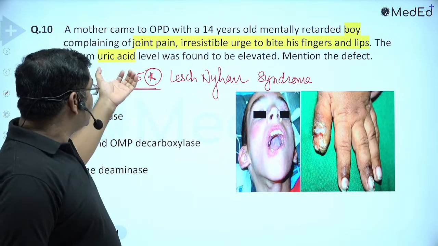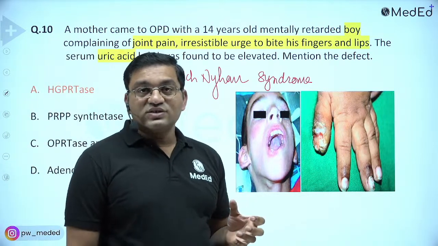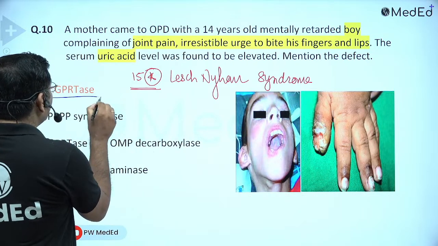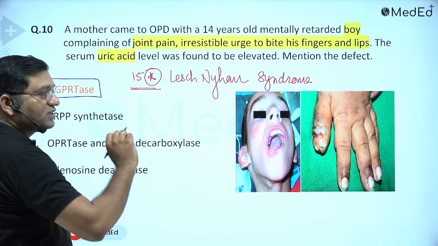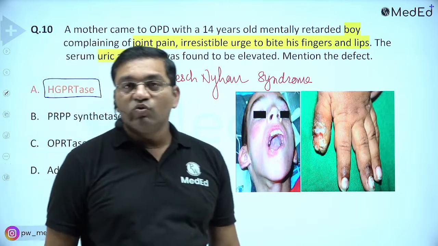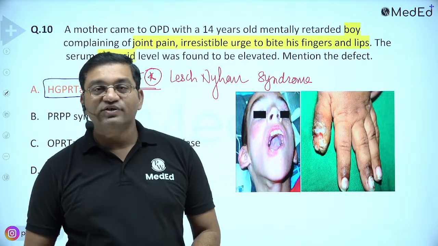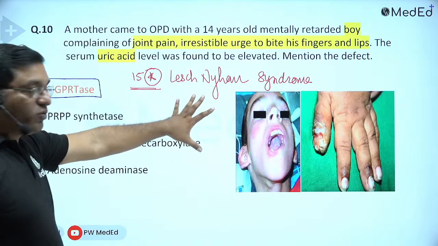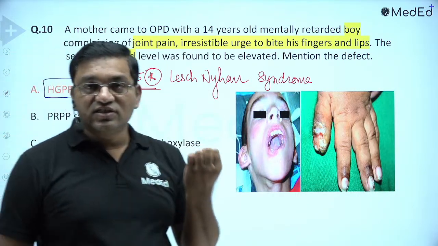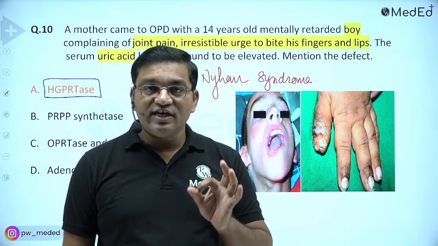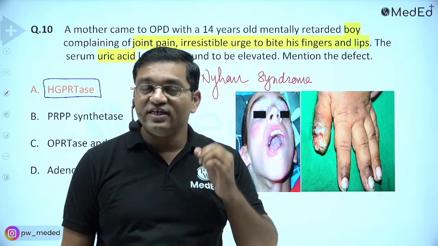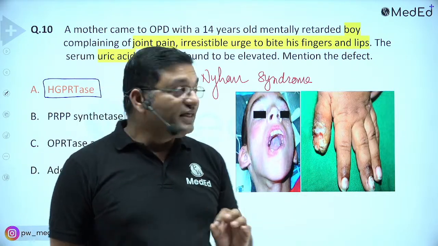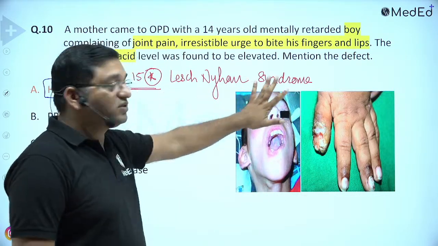Okay, and there is increased uric acid level because of the defect in HGPRTase. There is an increased level of PRPP, which is diverted for de novo synthesis of nucleotide, which increases the uric acid level. So remember Lesch-Nyhan syndrome: whenever there is an irresistible urge to bite their finger and lips along with mental retardation and increased uric acid level in a male child, that indicates Lesch-Nyhan syndrome.